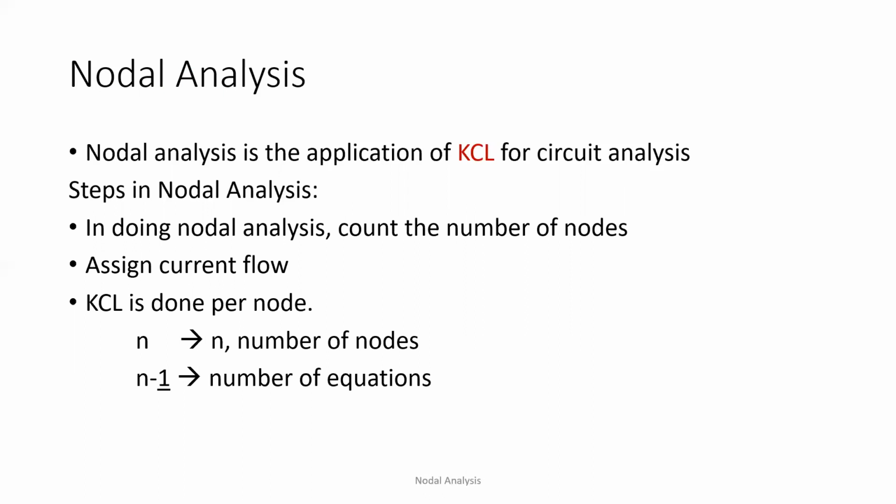equations. Previously, in mesh analysis, the number of meshes is equal to the number of equations. Here in nodal analysis, the number of nodes is not equal to the number of equations. We subtract 1 from it because one node is called the reference node, and it is usually the ground. We don't have to solve for it. That's why we omit it from the number of equations.